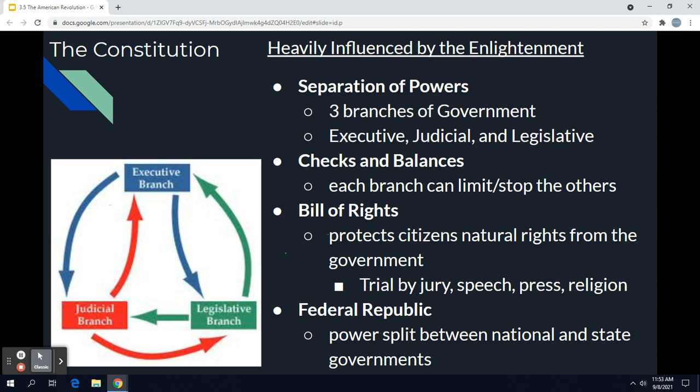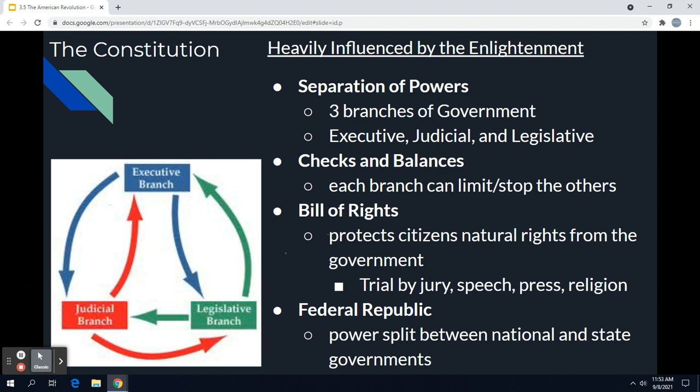The third thing is the Bill of Rights, that all citizens have natural rights that are protected from the government, that cannot ever be touched or taken away. Those include trial by jury, speech, press, religion, right to petition, right to bear arms. The idea is it's citizens telling the government, these are my rights, you're not going to take them away. It's not the government giving rights to people.